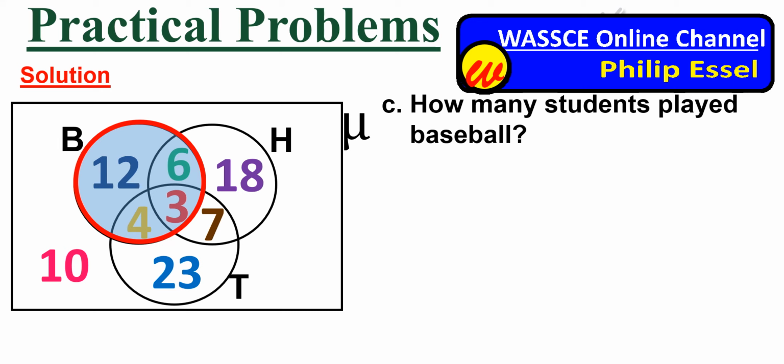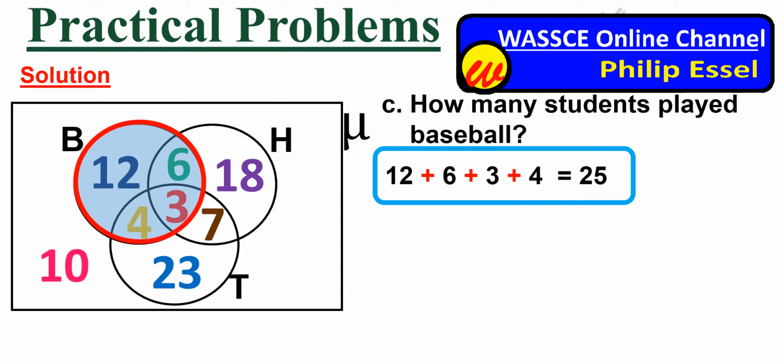So we would add the numbers in this circle, which means that we would have 12 plus 6 plus 3, then plus 4. We would add all of these numbers together, and when we do that, we get 25. Therefore 25 students played baseball.